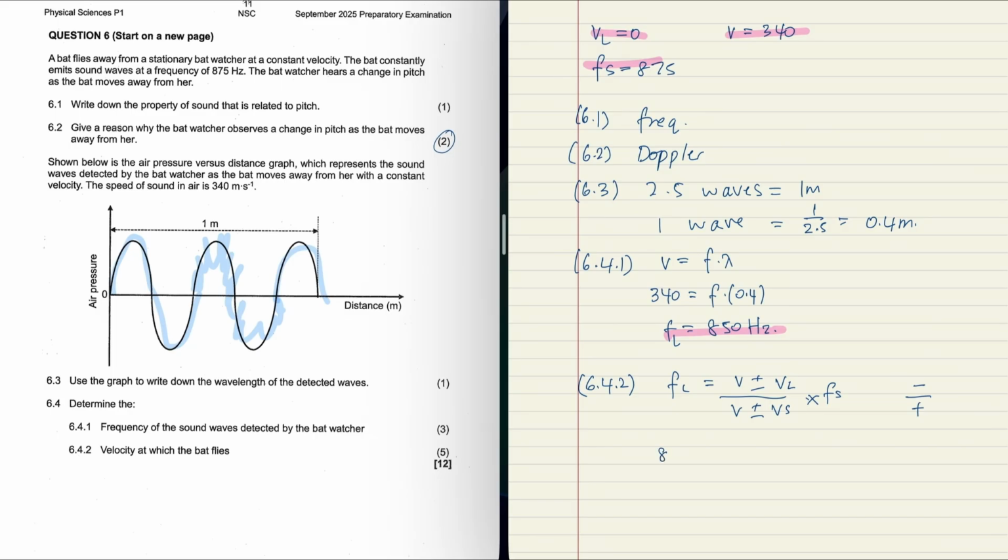So 850 is equal to 340 minus 0, so just leave it as 340, divided by 340 plus Vs, which is what we want, times 875. We can then divide. We'll get 34 over 35 is equal to 340 over 340 plus Vs. We can then switch and then solve. You can get Vs is equal to 10 meters per second, and this is away from the listener.